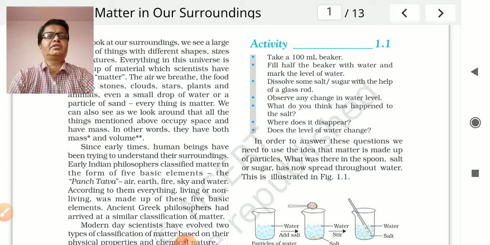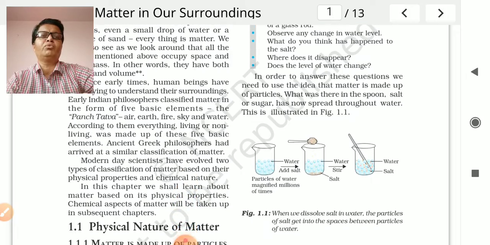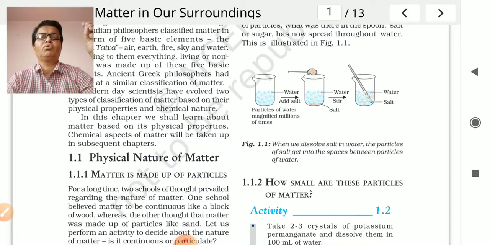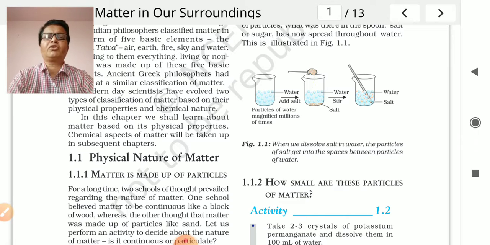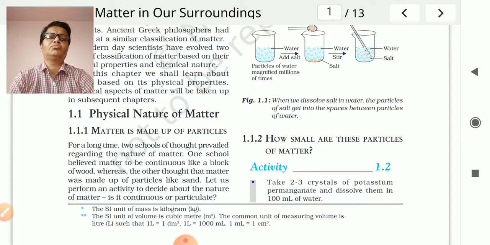Matter is made up of particles. What was there in the spoon, salt or sugar, has now spread throughout the water, and this is the illustration in figure number 1.1 here. Whatever you add, sugar or salt, will be dissolved and disappear. That means there is space in between them where they accumulate. Then the next point is, how small are these particles of matter?